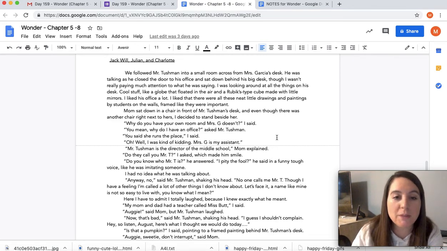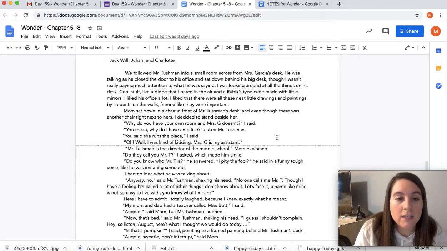We followed Mr. Tushman into a small room across from Mrs. Garcia's desk. He was talking as he closed the door to his office and sat down behind a big desk, though I wasn't really paying much attention to what he was saying. I was looking around at all the things on his desk. It's cool stuff, like a globe that floated in the air and a Rubik's Cube made with little mirrors. I liked his office a lot. I liked that there were all these neat little drawings and paintings by students on the wall, framed like they were important. Mom sat in a chair in front of Mr. Tushman's desk, and even though there was another chair right next to hers, I decided to stand behind her.